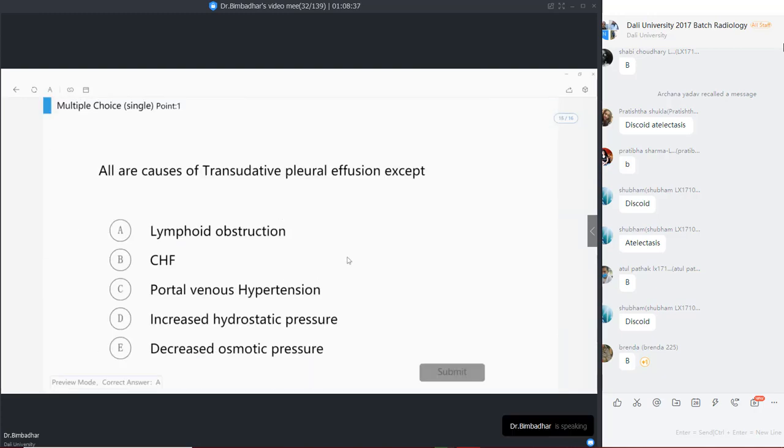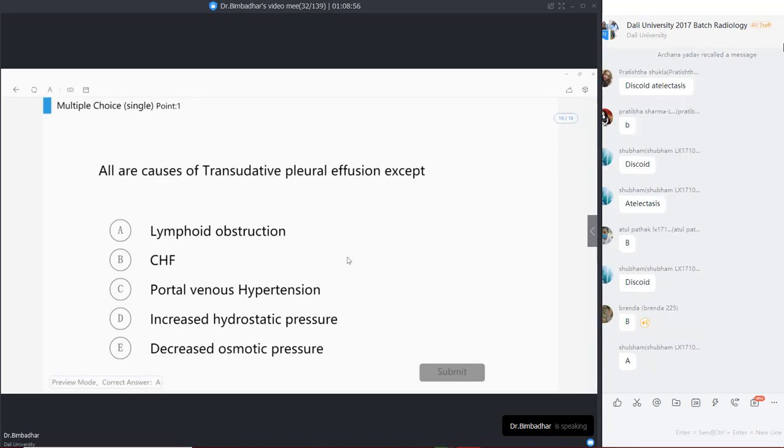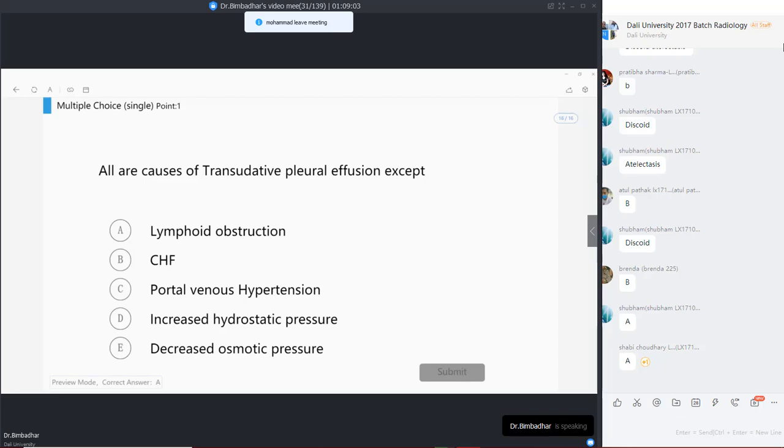Right. The last question. All are the causes of transudative pleural effusion except. I have seen most of the people got this wrong. What is the answer to this question here? Transudative pleural effusion will be happening because of lymphoid obstruction, okay? But the difference between the oncotic pressure and the osmolarity is the one that is called an exudative, okay? Lymphoid obstruction is a transudative, the other one is exudative. All these other conditions that are happening here are the exudative things, okay? Right, so lymphoid obstruction. So I think that's it.